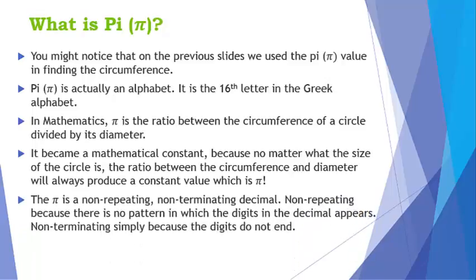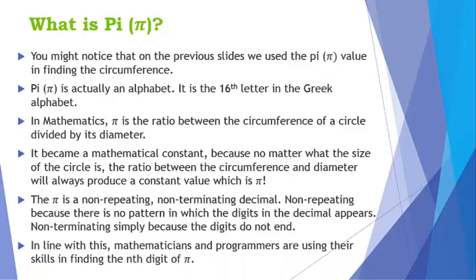The pi is a non-repeating, non-terminating decimal. Non-repeating because there is no pattern in which the digit in the decimals appears. Non-terminating simply because the digits do not end. In line with this, mathematicians and programmers are using their skills in finding the nth digit of pi.